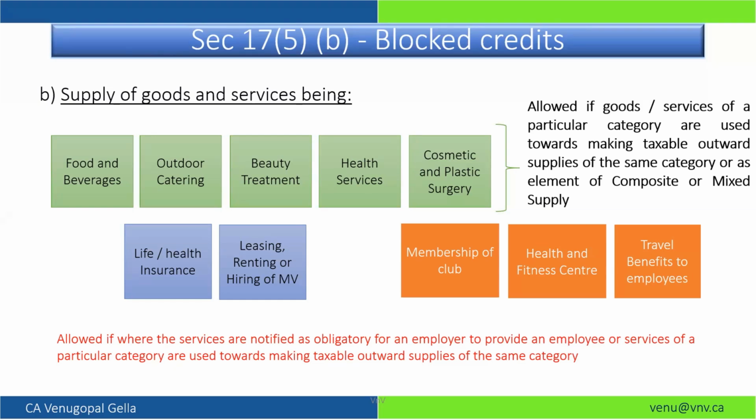Now, the major thing people forget to reverse is in case of motor vehicles. Wherever they are entering rent-a-cab expense, you need to make sure you disallow the ITC. Then life and health insurance is also a common expense which most companies incur. If you have availed it, make sure to reverse the ITC on the same. Another is membership of club, health, fitness center, and travel benefit to employees, because these are basically in the nature of personal consumption of the employees. That's why it has been specifically disallowed.